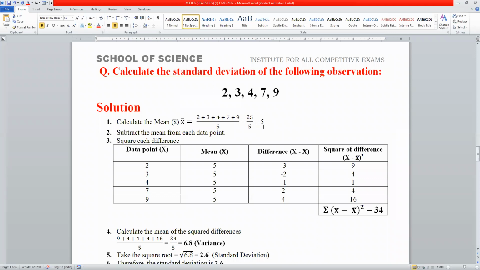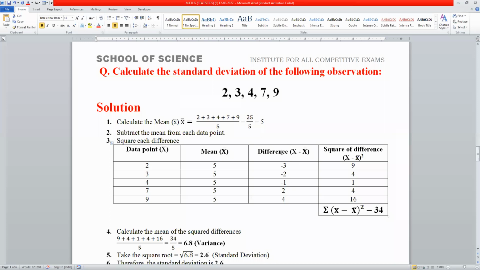What is the next step? The data points 2, 3, 4, 7, 9 have been given, and the mean is 5. So I have to subtract the mean from the data point. What is the data point x? 2 minus 5 is minus 3. 3 minus 5 is minus 2. 4 minus 5 is minus 1. 7 minus 5 is 2. 9 minus 5 is 4.